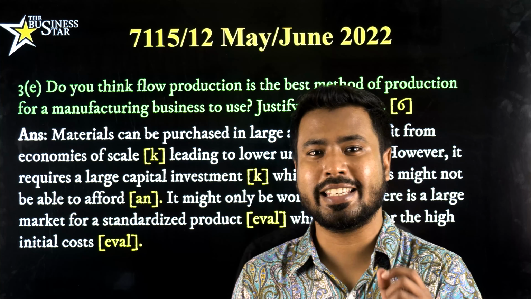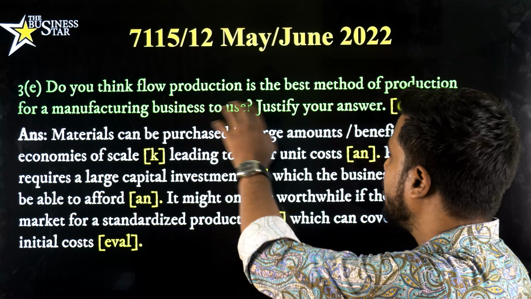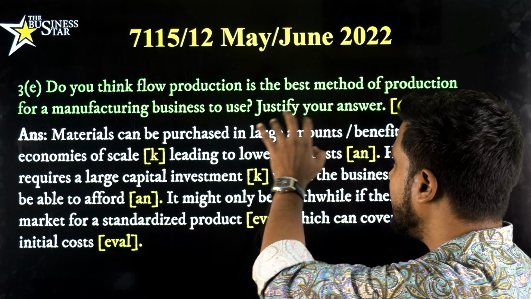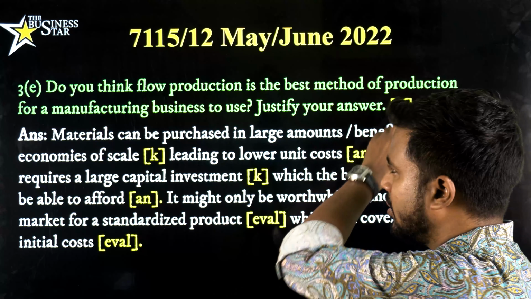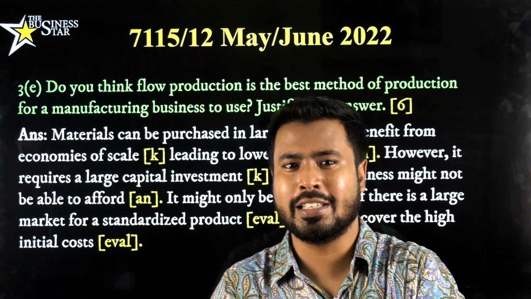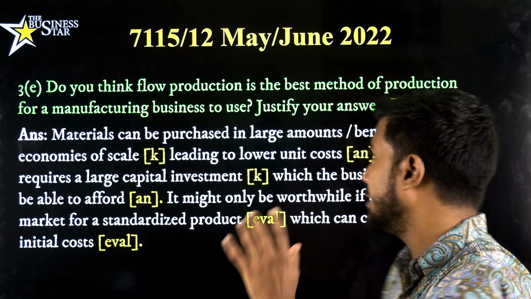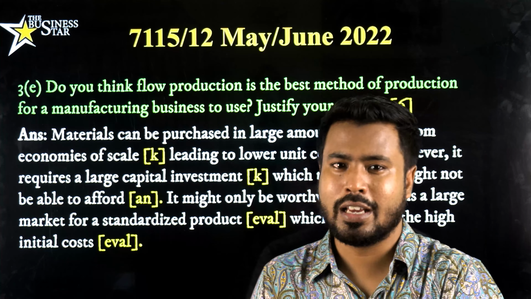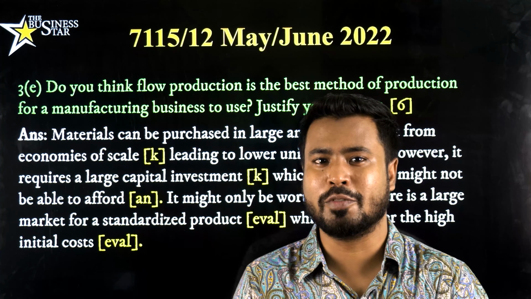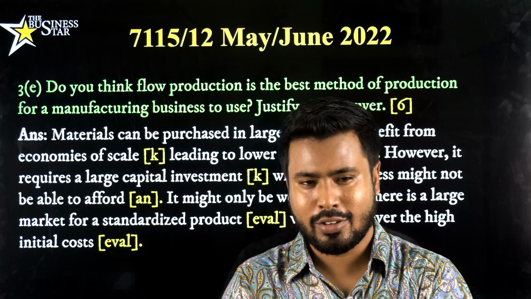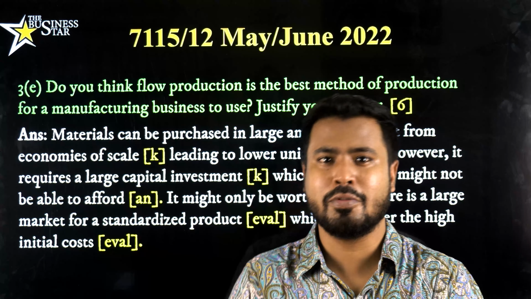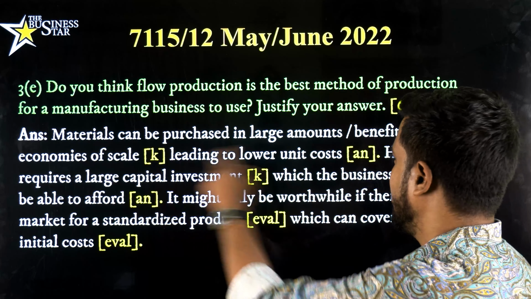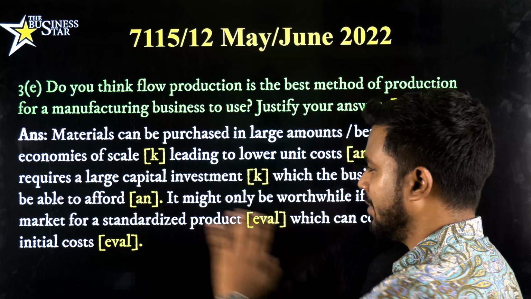Moving on to question number 3E, which is, do you think flow production is the best method of production for a manufacturing business to use? Justify your answer, which is a 6-mark question. Remember in question number 1E, 2E, 3E, and 4E, the question always ends with justify your answer, and it's a 6-mark question. And I have already told you the combinations that we need to use when we'll be writing this answer, which was 1 knowledge, 1 analysis, again 1 knowledge, another analysis, and then 2 evaluations. Okay, so knowledge, analysis, evaluation, evaluation.